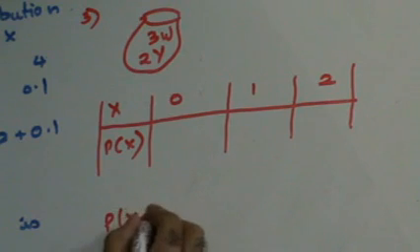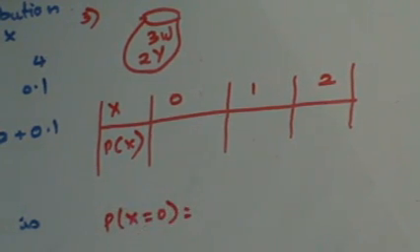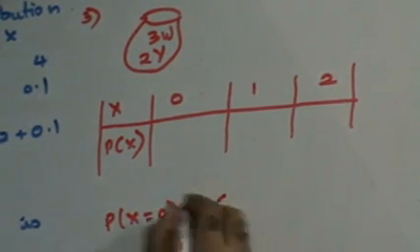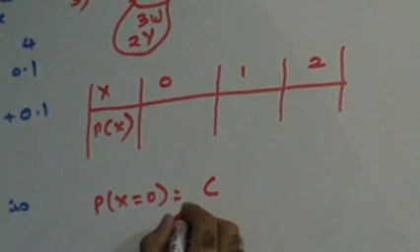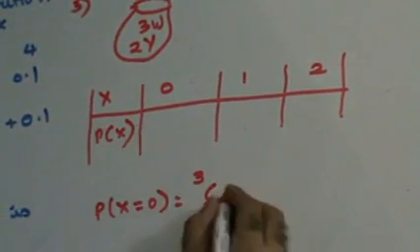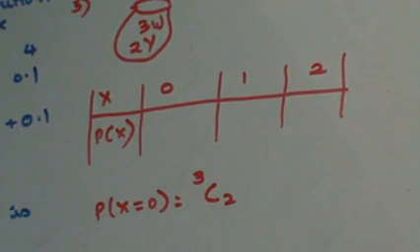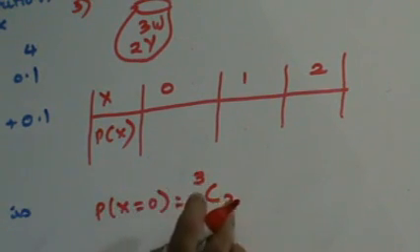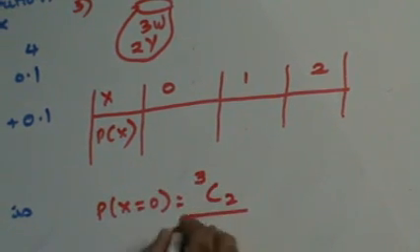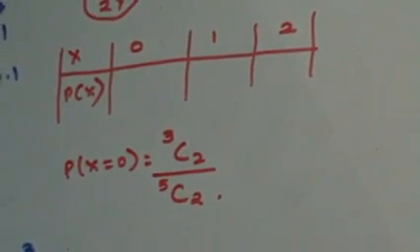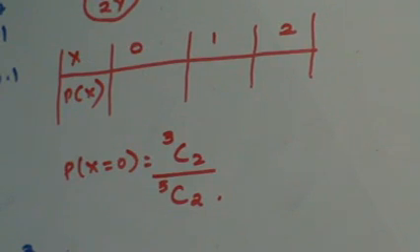What will be the probability of x equal to 0? Probability of x equal to 0 means no yellow marble is drawn. That means all white marbles have to be drawn. There are 3 white marbles out of which 2 have to be drawn. Since I have to draw more than one object, I am going to use permutation or combination. Total there are 5 marbles in the bag out of which 2 have to be drawn.